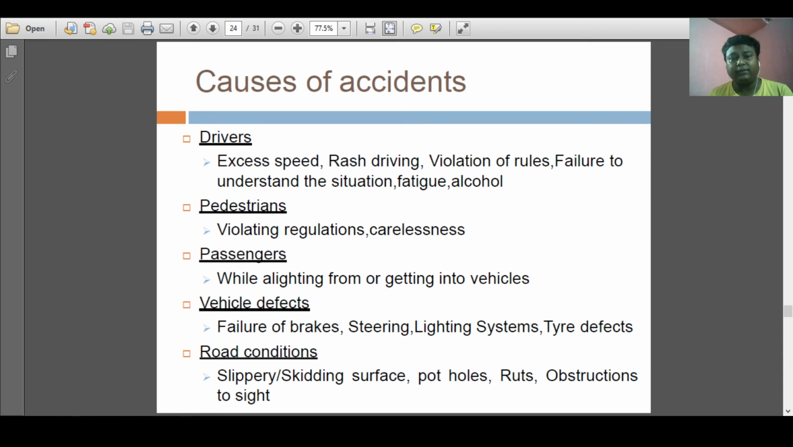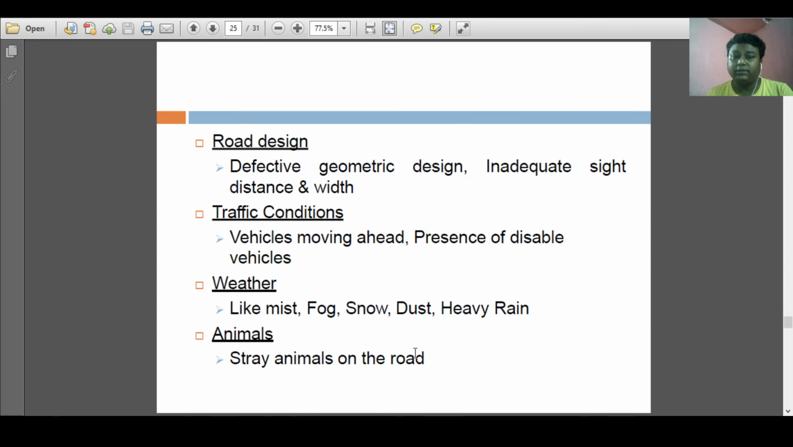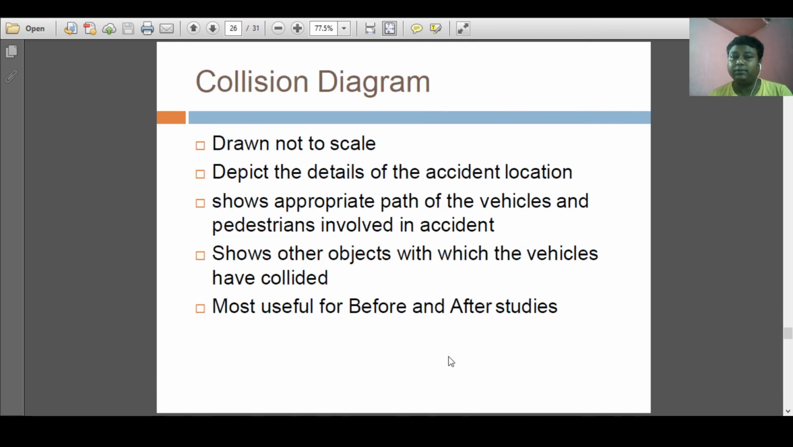Then the vehicle defects is one of the major issues, because the failure of the brake, the lighting system, or a tire defect may cause an accident. Next is the road condition, which is one of the very important causes of road accidents. Next is the road design, which means the geometric design. Then the traffic condition, weather, and animals, meaning stray animals that suddenly come in front of the vehicle. So these are some of the causes which are responsible for the accident study.